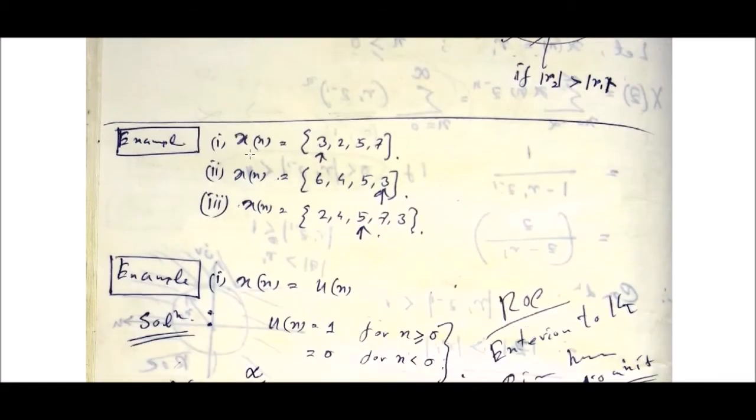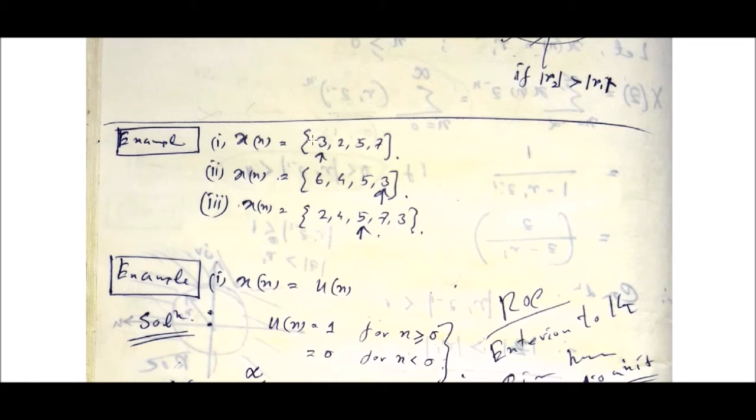Now let me show you some examples. Suppose this one. You have to do the Z transformation. It is very easy to understand. Its Z transformation will be 3 plus 2 multiplied by Z to the power minus 1, plus 5 multiplied by Z to the power minus 2, plus 7 multiplied by Z to the power minus 3. That will be the Z transformation of this causal signal.